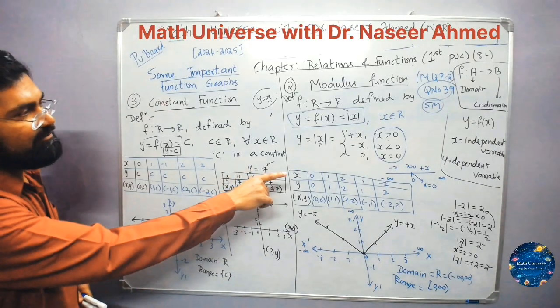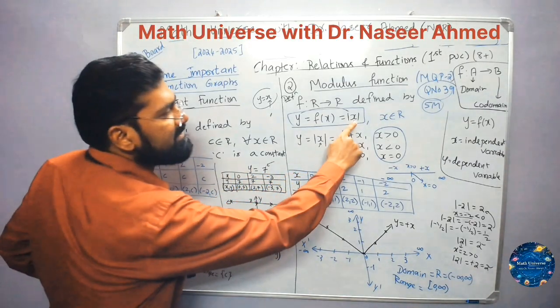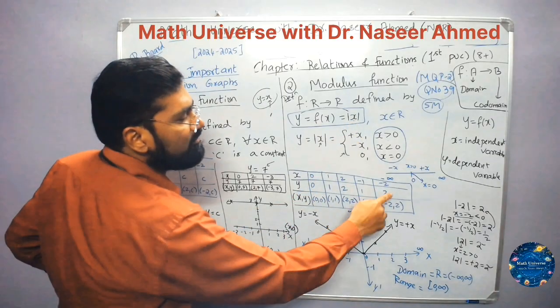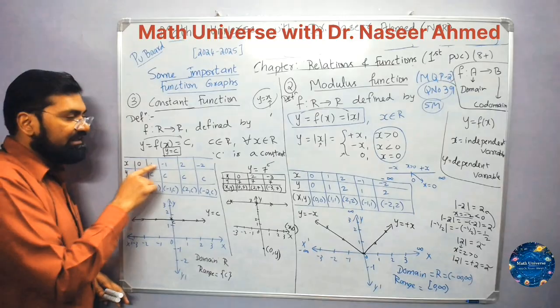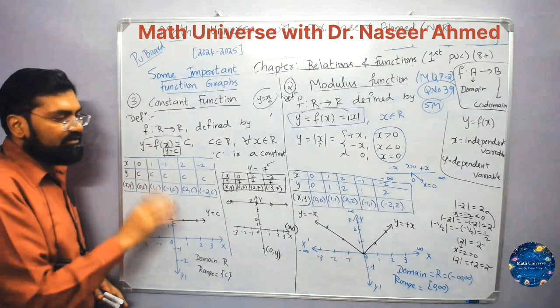So I have written this one so that you can understand. Since x was present here, as and how I varied the x value, y also changed. But since x is not present, as and how I varied the x value, y has remained the same. Okay, in both.